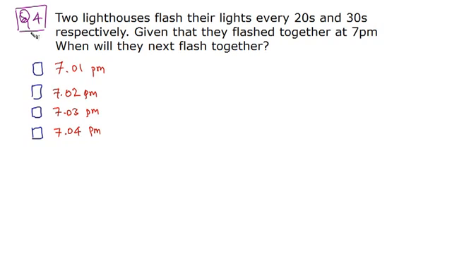Now let's move on to question number 4. Two lighthouses flash their lights every 20 seconds and 30 seconds. Given that they flash together at 7 p.m., when will they next flash together? Let's say that there are two flashlights, A and B, and let's first write the timeline of A and the timeline of B. So the timeline of A, it flashes every 20 seconds. So first it will flash at 20, then it will flash at 40 seconds, then it will flash at 60, and so on. And in case of B, it will be 30's multiples, so it is 30, 60, and so on.